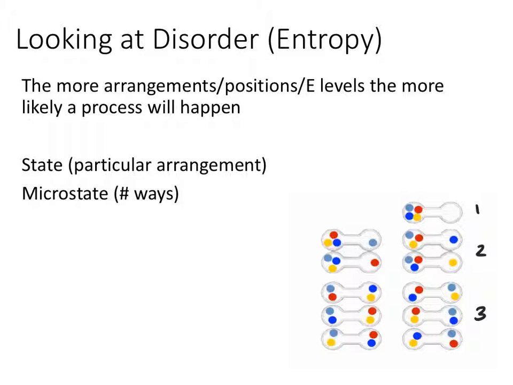Now, we know that the more arrangements we have, the more likely the process is going to happen, right? So more disorder, more likely something's going to happen. In this case, state number 3 is most likely the one that would be reached by the balls in this container when compared to state 2 and 1. So this is just an explanation or analysis of disorder from one perspective. Now we're going to look at it a little differently.